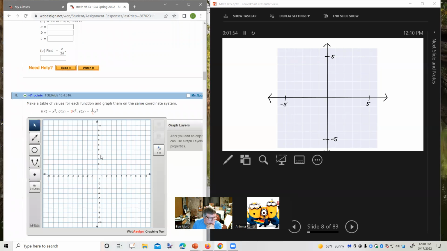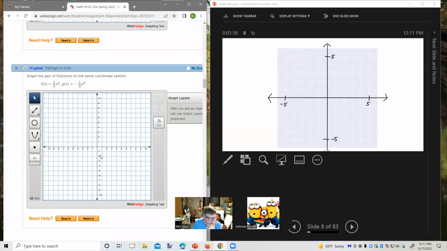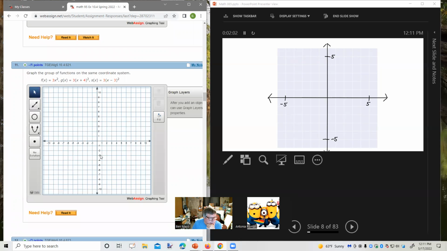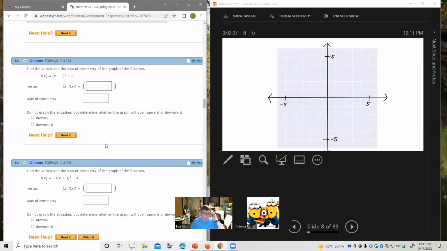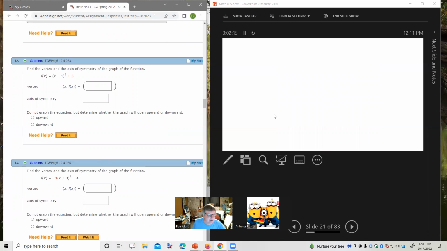Let's take a look at problem number 12. I'm going to jump around a bit, depending on how much time we have. It says, find the vertex and the axis of symmetry of the graph of the function f of x equals x minus 1 squared plus 6. So A is 1, H is 1, and K is 6, because if we think of this as A times x minus H squared plus K, the implied one, A is 1, H is 1, and K is 6. Are you following that?